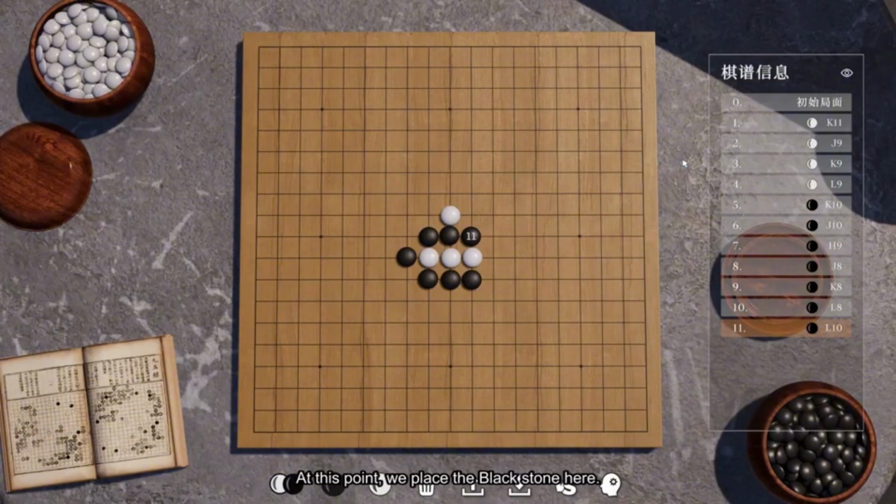At this point, we place the black stone here, blocking the last liberty of white's 3 stones. So then black captures these 3 white stones. A capture can involve taking a single stone. It can also be a group of stones.